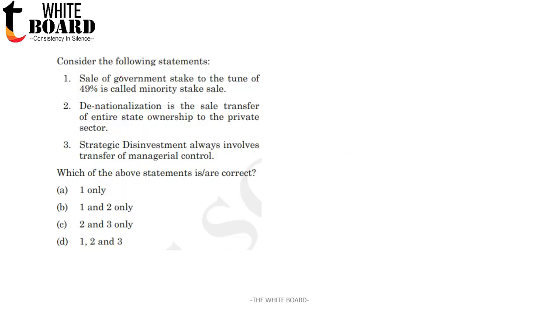Next question. Sale of government stake to the tune of 49% is called a minority stake sale. Of course, if you want to make 100%, it is 51% plus 49%. So this is called minority and this is majority, and this is part of our syllabus. Which syllabus? The FDI and disinvestment syllabus. Sale of government stake to the tune of 49% is called a minority stake sale.